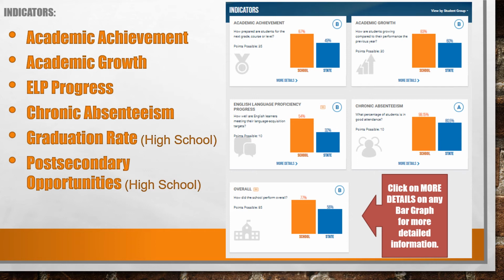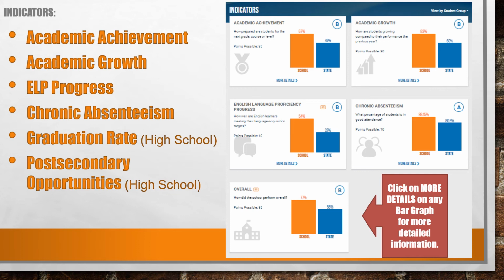The Indicators tab allows you to view information about academic achievement, which is based upon the OSTP assessment data for English Language Arts, Math, and Science in grades 3 through 8 and 11. It measures how well the students in the school are meeting grade level standards. Academic growth measures individual student growth between years on the OSTP assessment. ELP progress, which is based on the English proficiency assessment for students designated as English learners, measures EL student progress towards individualized yearly language growth targets.